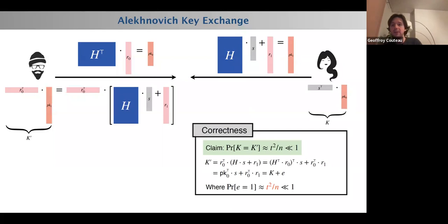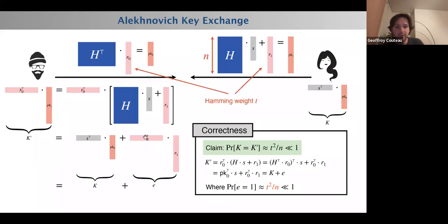Okay, so let me show you how correctness works. We just compute the keys K and K prime by doing the inner product between the public key and the sparse random vectors locally kept by the parties. And to look at correctness, we just open everything. What you get is exactly the key of Alice, plus some inner product between two sparse vectors.